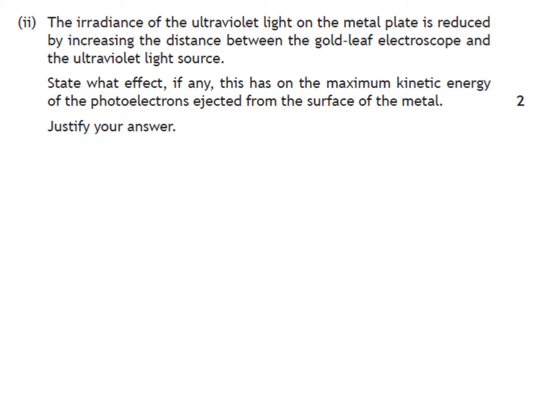Okay, final one. The irradiance of the ultraviolet light on the metal plate is reduced by increasing the distance between the gold leaf electroscope and the ultraviolet light source. State what effect, if any, this has on the maximum kinetic energy of the photoelectrons ejected from the surface of the metal. Justify your answer. So we're really looking for two things. One, does it have an effect? And then can you justify what you said? So pause the video and have a wee go of it. I'll take you through the answer.